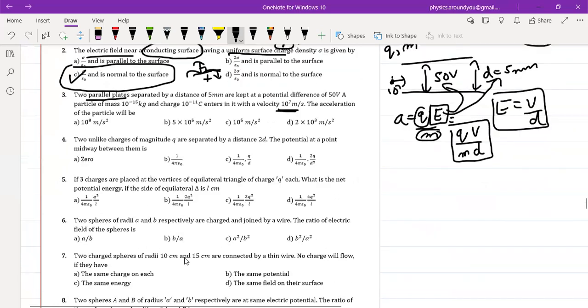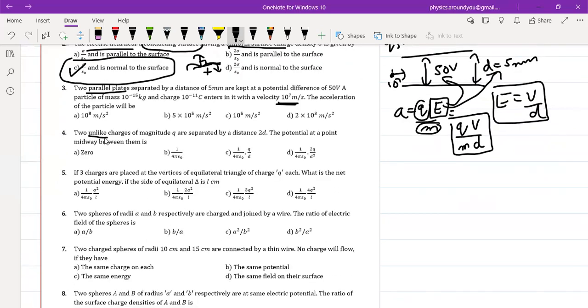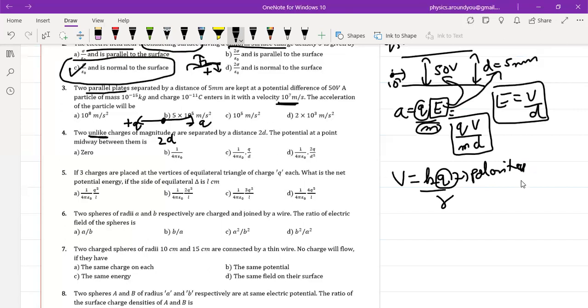In question number 4, there are two unlike charges. Trigger word, very, very careful, unlike. Therefore, one should be plus, other should be a minus. Both of them have same magnitude, so plus Q and minus Q, separated by a distance of 2D. Fine. What is the potential at a point midway? Here you should remember, we have discussed in the class too. Potential formula is V equal to KQ by R and Q should be substituted with its polarity. You should always consider the sign whenever you're dealing with potential and potential energy.